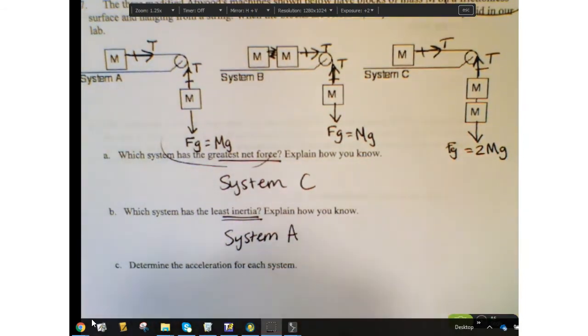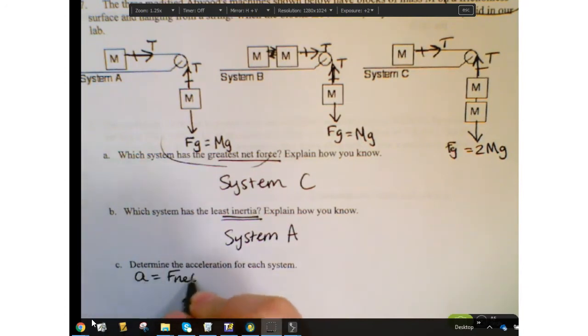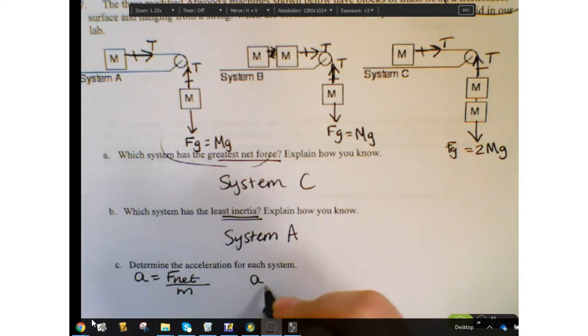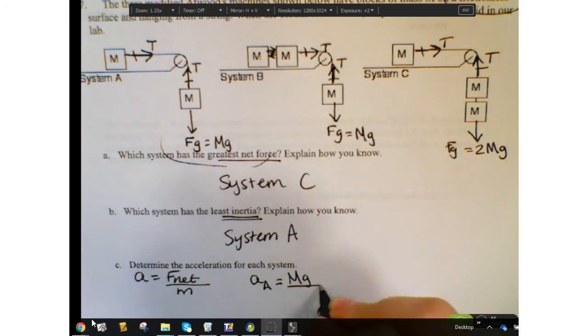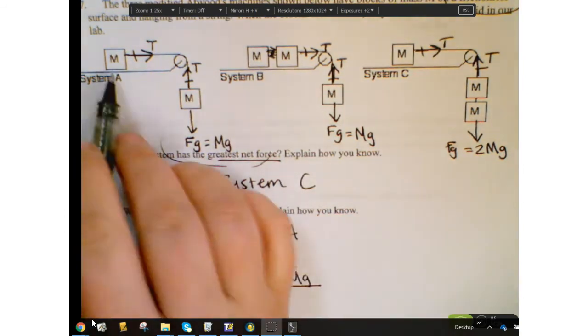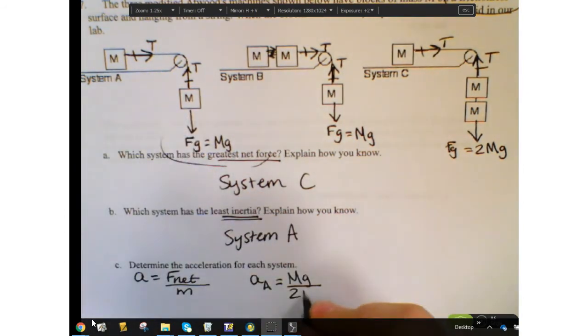Now determine the acceleration of each system. So acceleration, Newton's second law says, is net force divided by the mass. So we're going to have the acceleration of A be the net force of A, which is mg, over the system mass. Now since there are two masses here, I'm going to put 2m. So it looks like my acceleration is half of g.